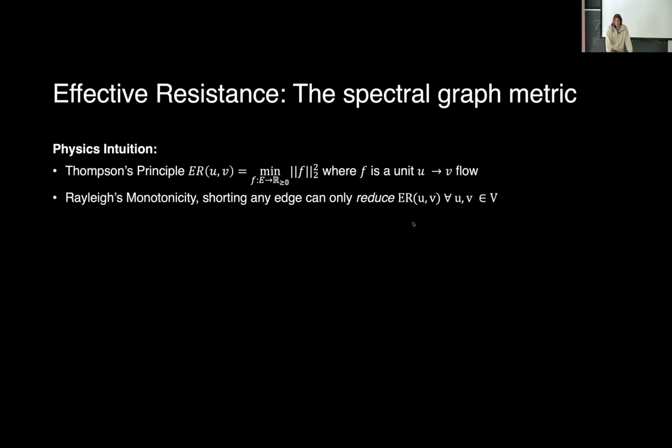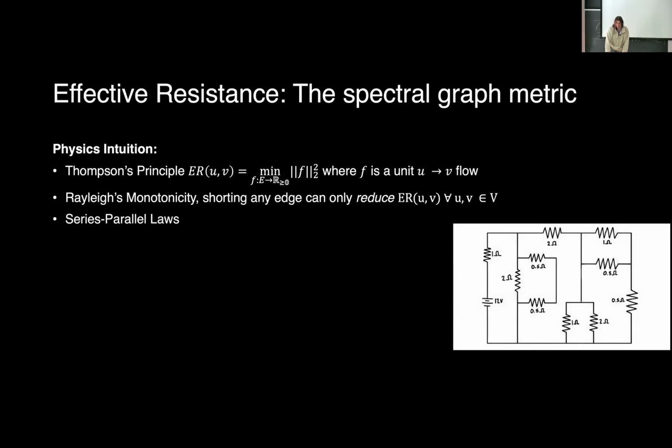You get Thomson's principle, so it's the minimum energy unit flow between vertices U and V. We get this monotonicity principle. If I short any edge, then it reduces the resistance between any two vertices. Basically, the resistance can't increase if I decrease resistance anywhere. And we also have series-parallel laws, from circuit analysis.